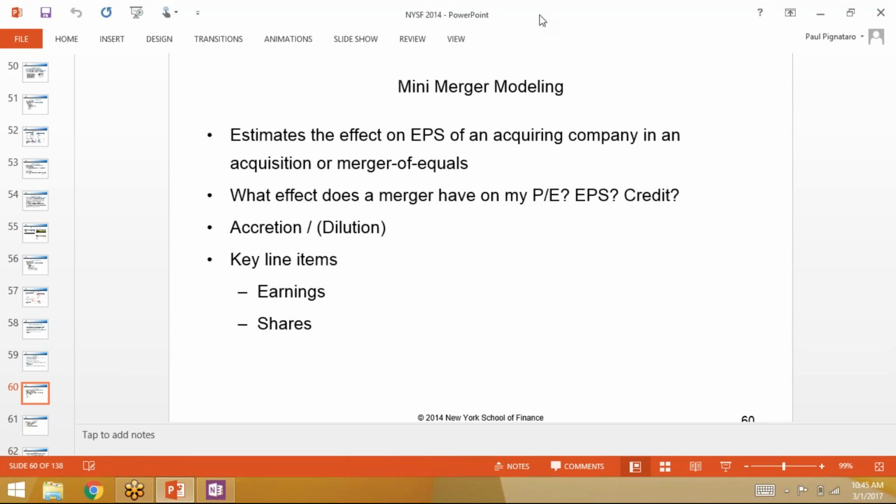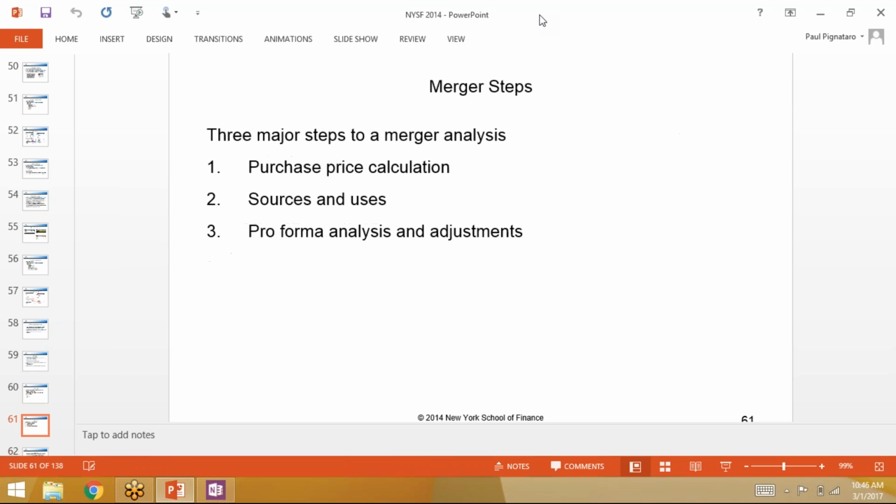So really answering what impact or effect does a merger have on my PE, EPS, credit, accretion dilution. The key line items we're going to look at are the impact on the bottom line earnings and the shares. Both of those things move. In order to assess this, I look at a merger. Actually, I'm going to look at every transaction we do. Any transaction you do, you should look at in these 3 major steps.